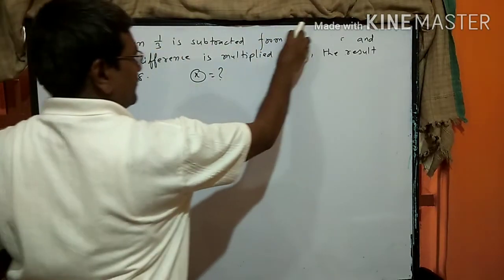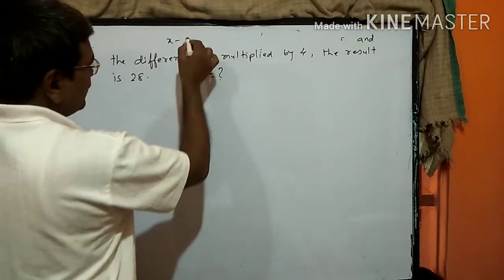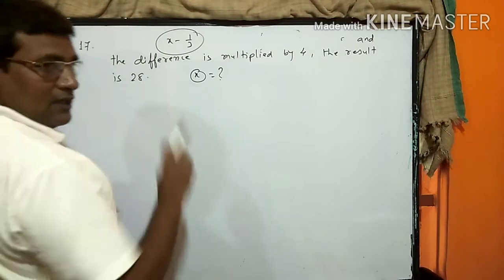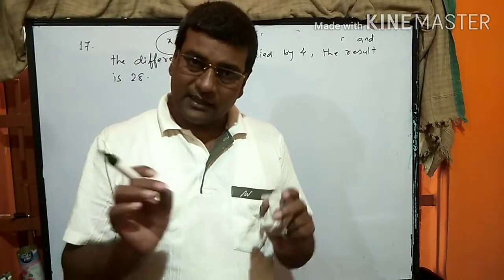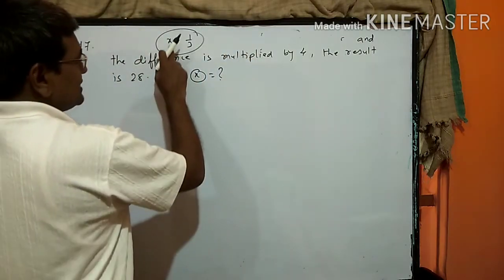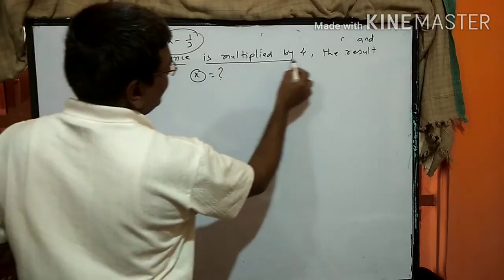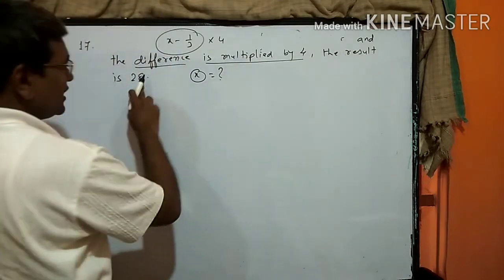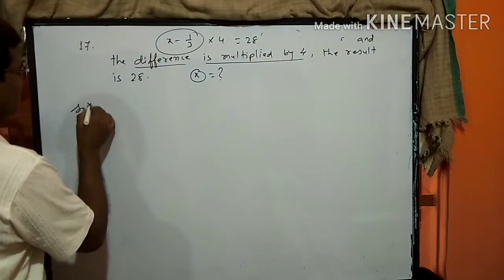That means X minus 1 by 3. This is the difference. The difference after subtraction, whatever you got, that is the difference. Difference is X minus 1 by 3. Now the difference is multiplied by 4, so multiply it by 4. The result is 28, which means equal to 28.